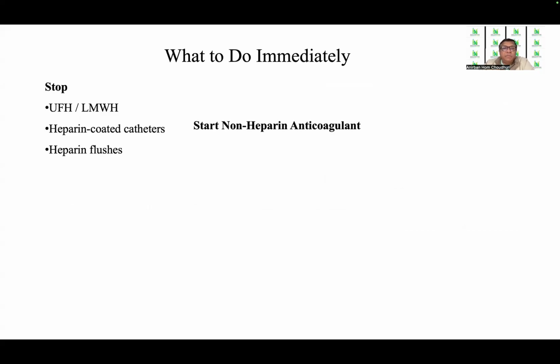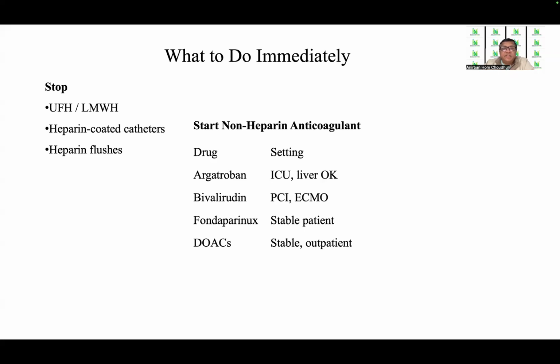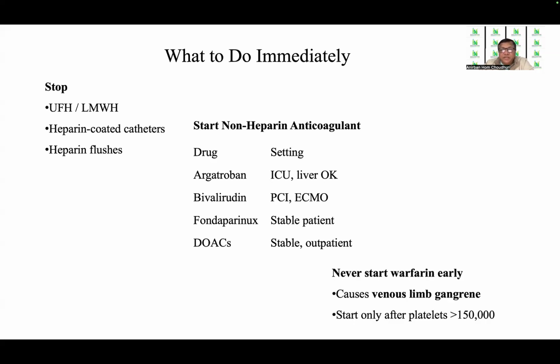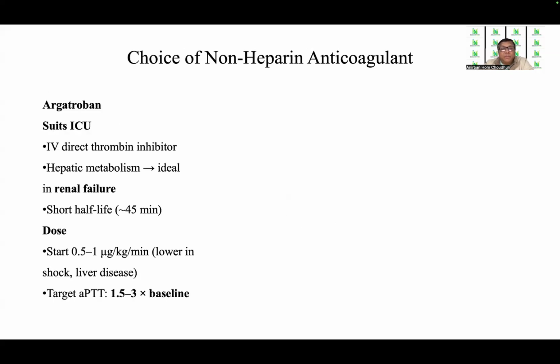You start a non-heparin anticoagulant, and in different settings, different drugs are preferred. Argatroban in the setting of ICU and liver, bivalirudin in the setting of PCI or ECMO, fondaparinux in stable patients, and DOACs in stable outpatients. But never start warfarin early because it can cause venous limb gangrene, and it should only be started once the platelet count reaches above 1.5 lakhs.